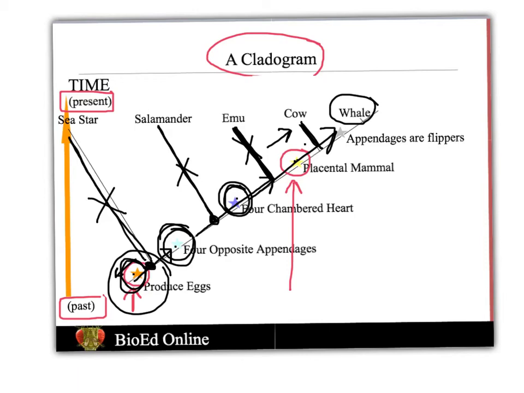It also, remember, shows relatedness. A sea star is more closely related to a salamander, because they are close together on the cladogram, than it is to a whale, because they are far apart on the cladogram. So a lot of information can be gained from this type of diagram.